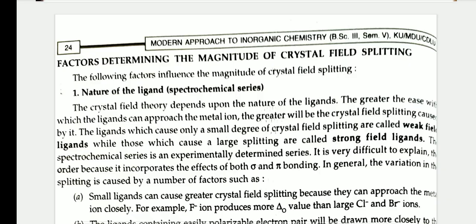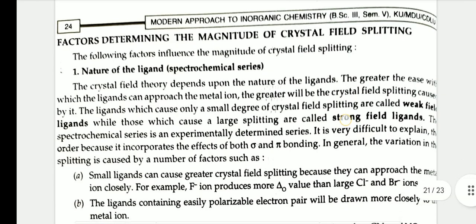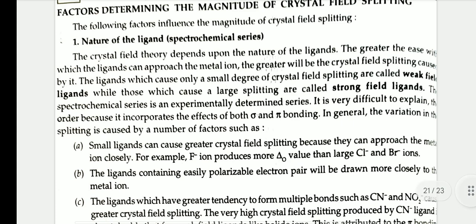The spectrochemical series is an experimentally determined series. It is very difficult to explain the order because it incorporates the effects of both sigma and pi bonding. In general, the variation in the splitting is caused by a number of factors, such as: small ligands can cause greater crystal field splitting because they can approach the metal ion closely. The ligands containing easily polarizable electron pairs will be drawn more closely to the metal ion.